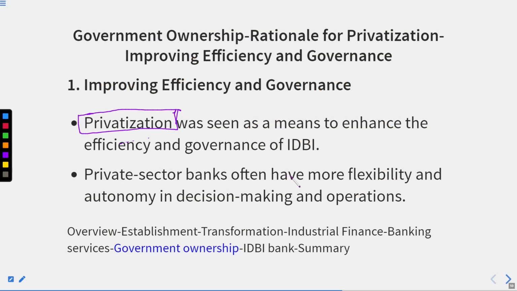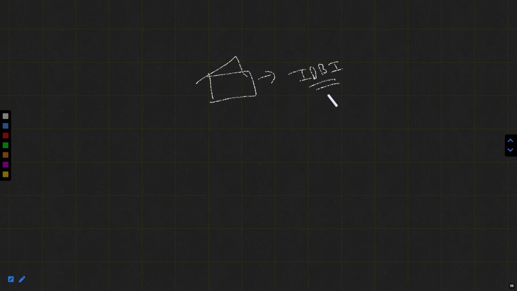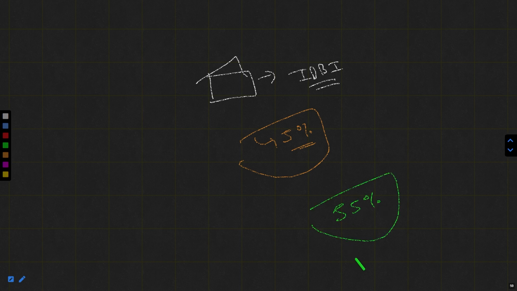Okay, so to enhance the efficiency and the governance of IDBI, IDBI was also privatized by the government. It means that private sector players were invited to hold their stakes in IDBI. Because if we see IDBI, how many percent stakes are held by the government? 45%. Going by this, nearly 55% of the stakes have been left out, which was contributed by the private players.